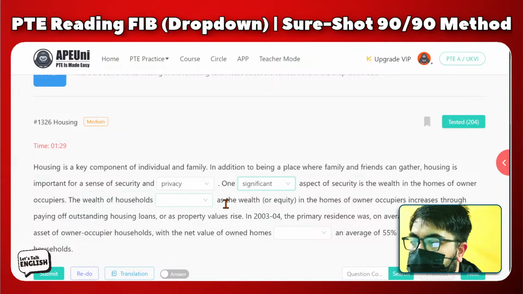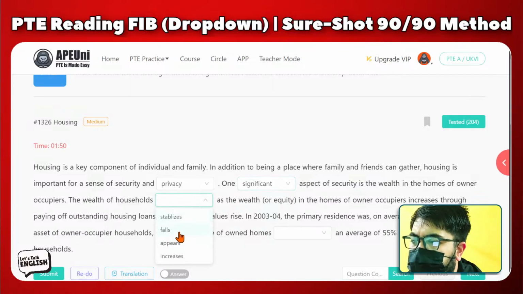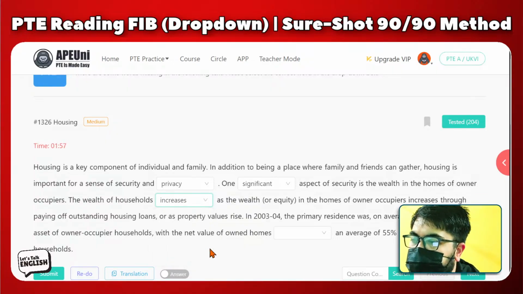The wealth of households as the wealth in the homes of owner occupiers increasing through paying off outstanding home loans or as property value rises. So this is basically saying that whoever owns a house, their wealth will increase as the property prices appreciate, or maybe they're able to pay off their debt, right? So stabilizes, fails, appears. I think the answer is, we said, appreciate. So the answer should be increases.